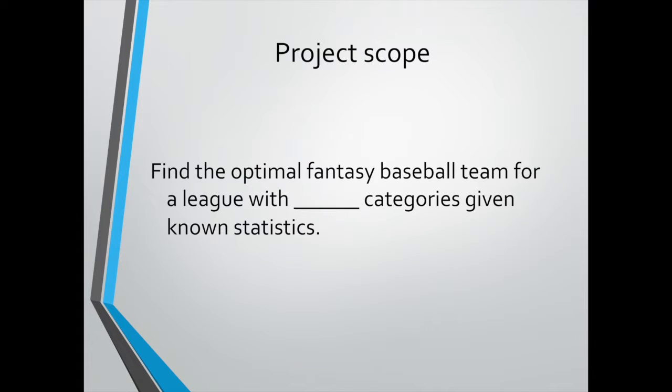For the purposes of this project, my goal is to find the optimal fantasy team for a league with blank categories given known statistics. Optimal here means the team that would beat any other team you could assemble, the best possible team. And we're optimizing for a variety of leagues, so some leagues consider different statistics, and I want to see how the optimum team changes based on the statistics being considered.